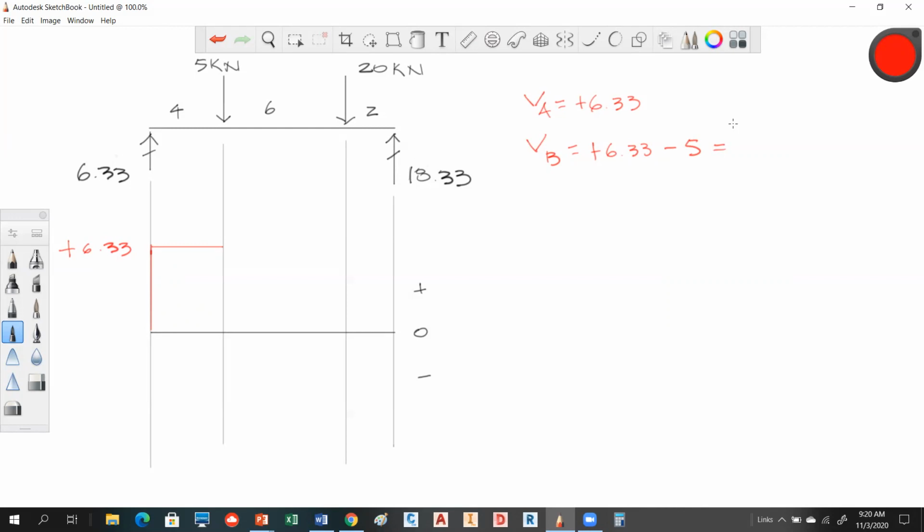So we have 6.33 minus 5. It gets us an amount of shear at 1.33. So it stayed the same until it got here, and then this is going to drop drastically, down to 1.33. So everybody see what I'm doing?